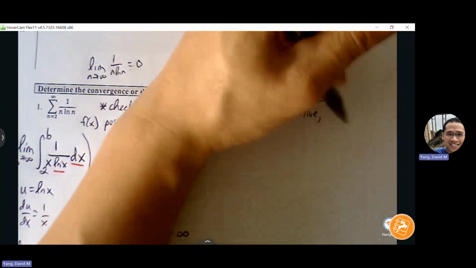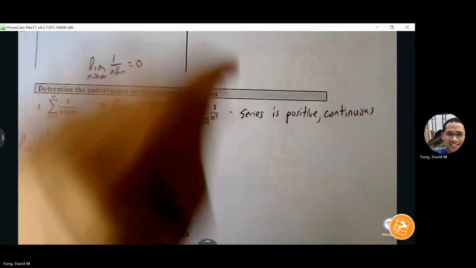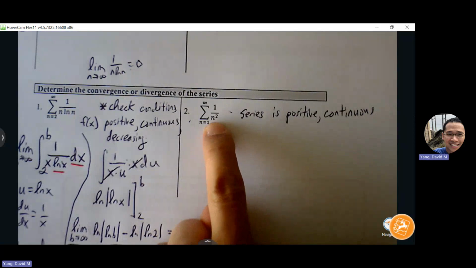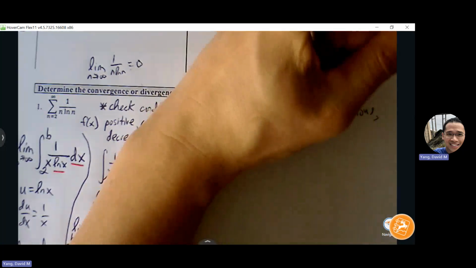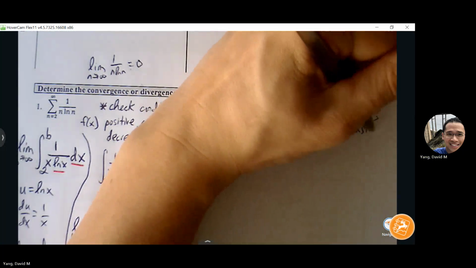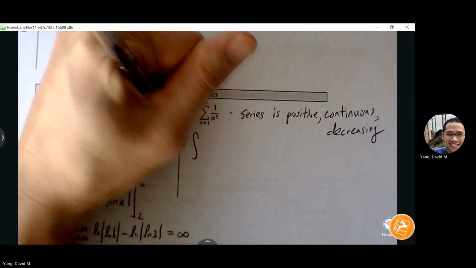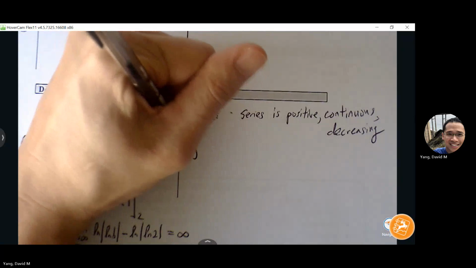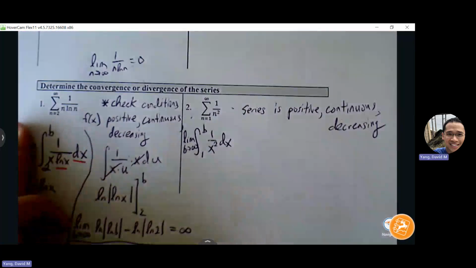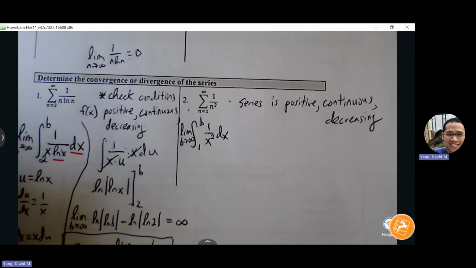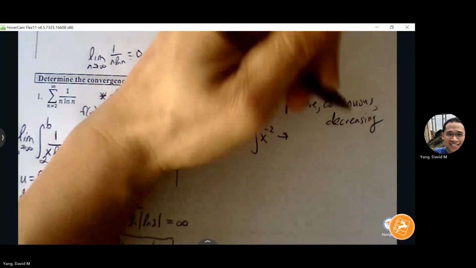Let's just list out our conditions though. Series is positive, continuous. I mean, there is an asymptote, but as soon as we start at 1, we're not going to experience anything, right? We're going to be fine, and it's decreasing. Okay, this is not a natural log, right? This is x squared in the denominator, so go through power rule.